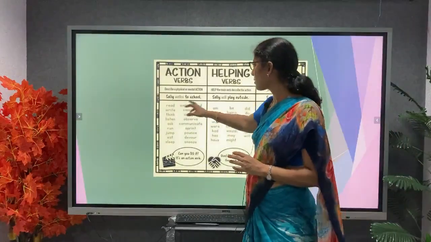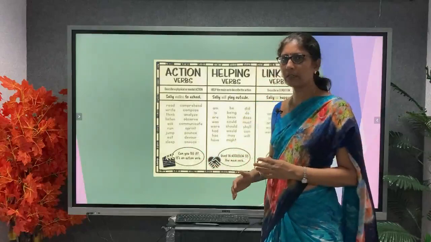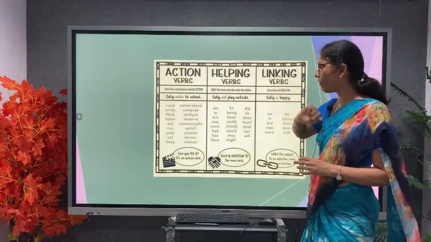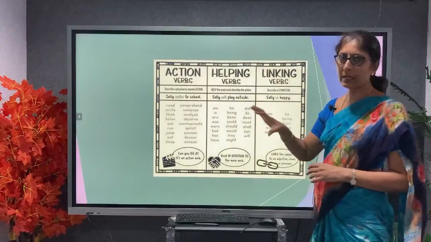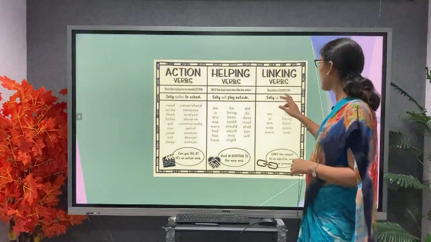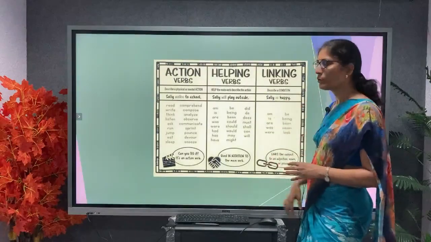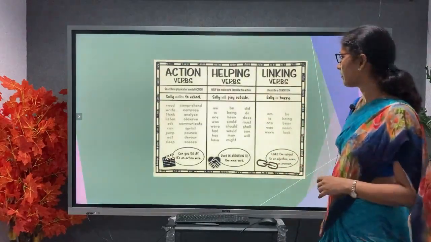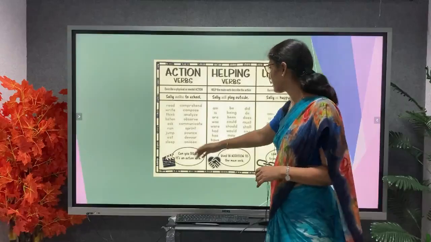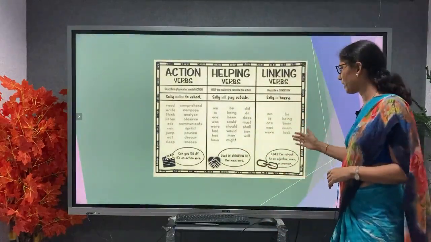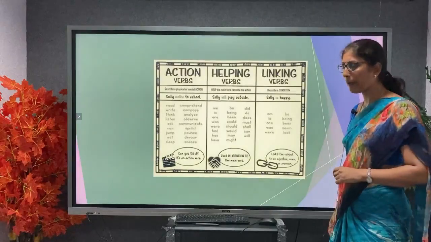Here, Sally walks to school. Walks here is an action. Sally will play outside. Here will is a helping verb and indicates future action. Sally is happy. Sally is happy. So these are some action verbs examples, some helping verbs examples, and some linking verbs examples.